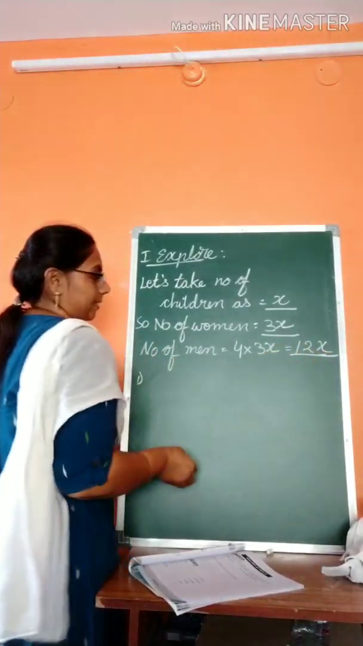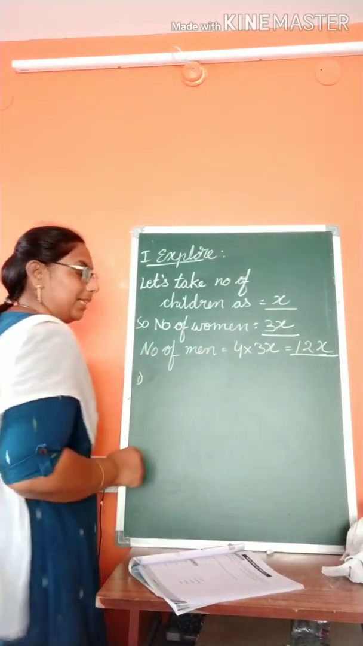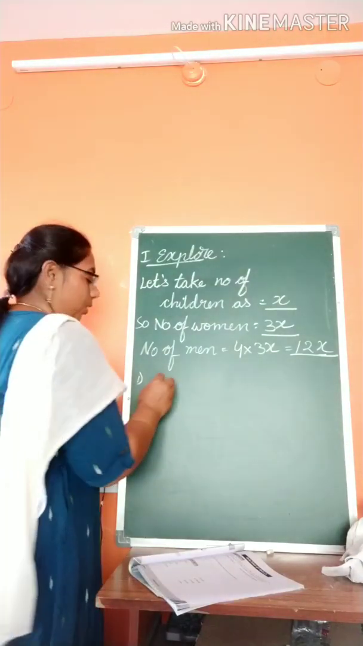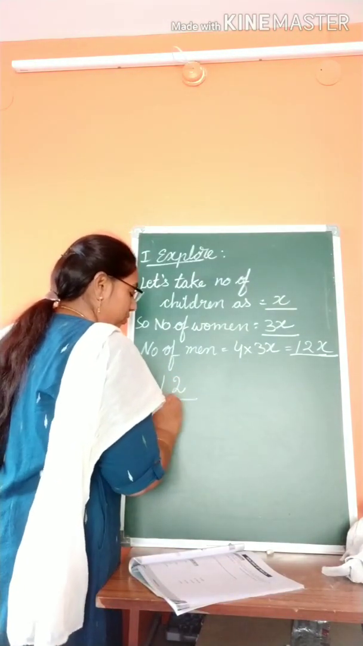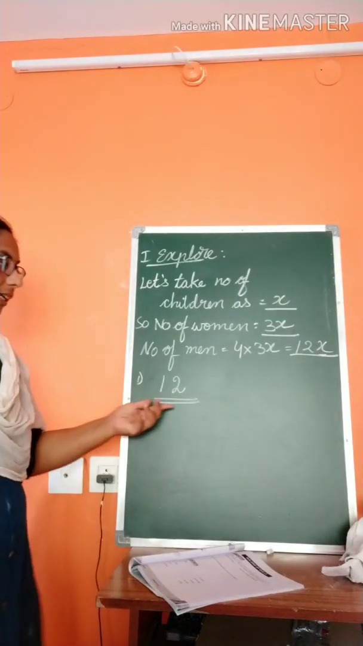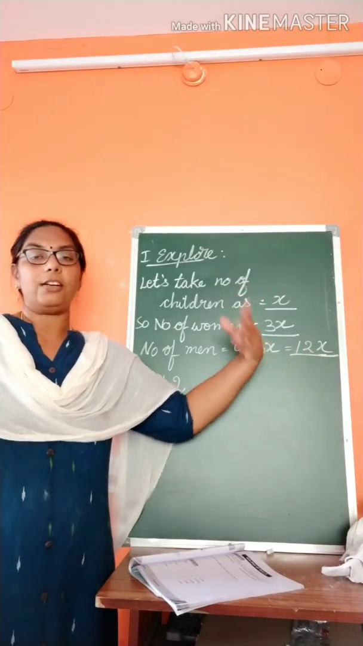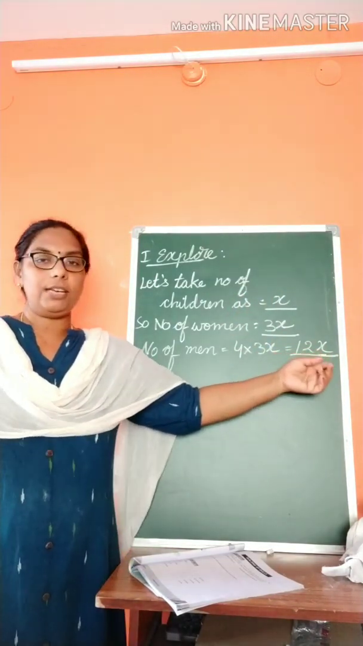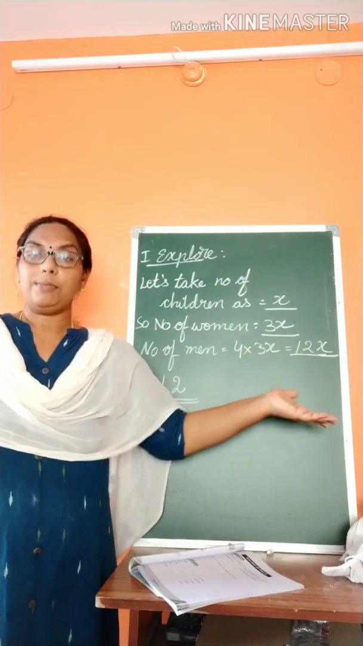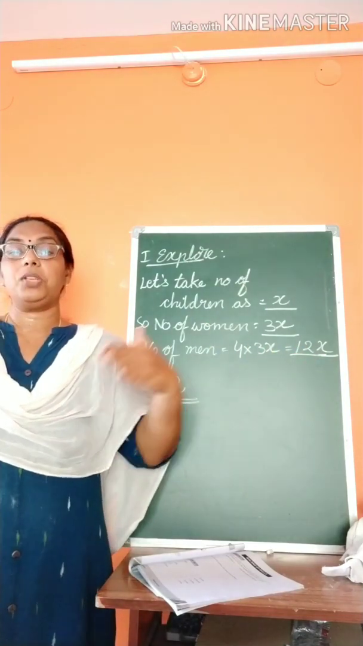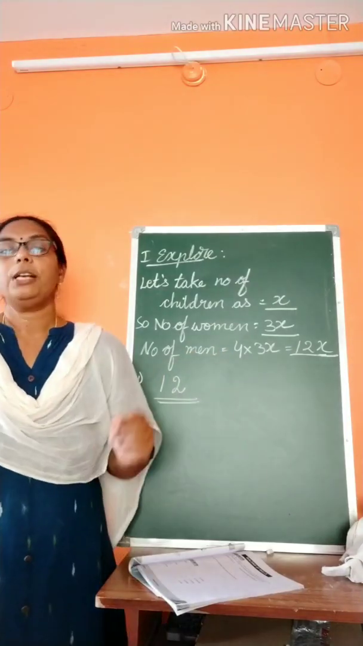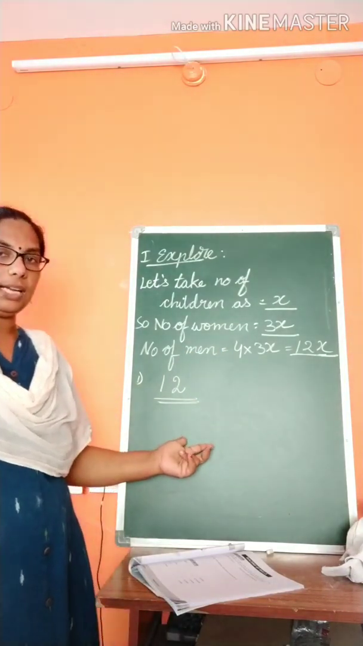The number of children is x. And how many times the men? That is 12 times the number of children. The number of men in the stadium is 12 times that of children. See, 12 into x, means 12 times x. If you add the number of children 12 times, you will get the number of men. So it is 12 times.